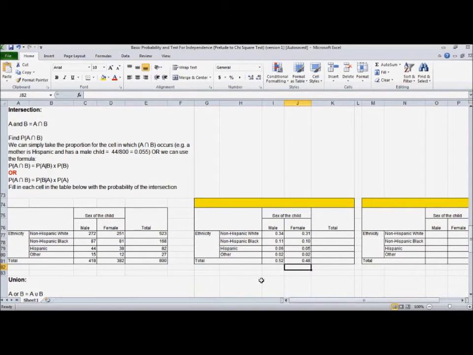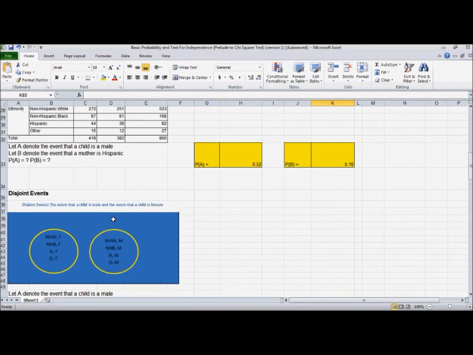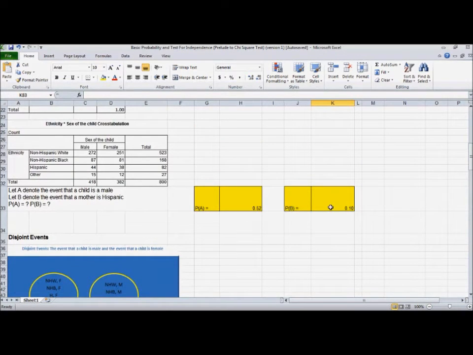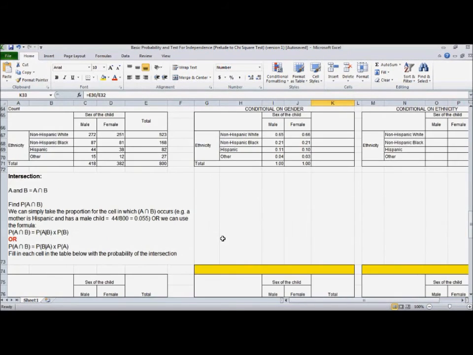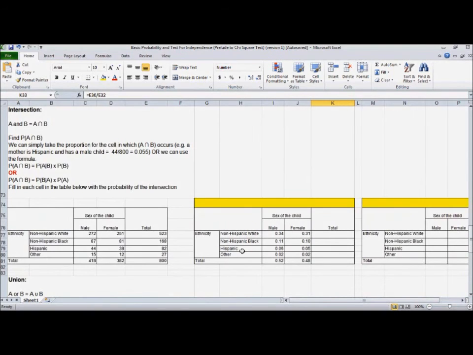You should see that. Now, the same way I got these marginal probabilities, I can get these marginal probabilities by summing the probabilities here. So if you recall, when we calculated the probability of B denoting the event that a mother is Hispanic, we did 82 over 800, E30 over E32, and we got 0.10. So now let's see what happens when we add up these two values.